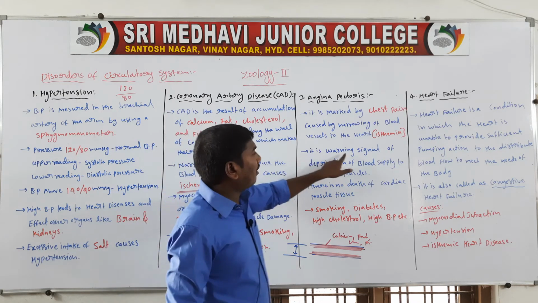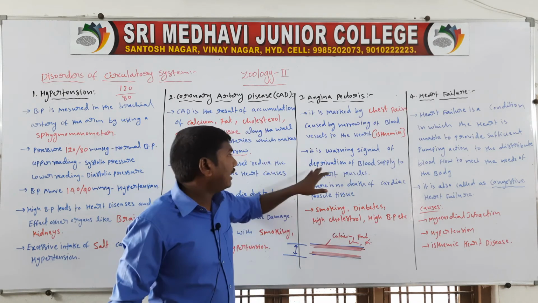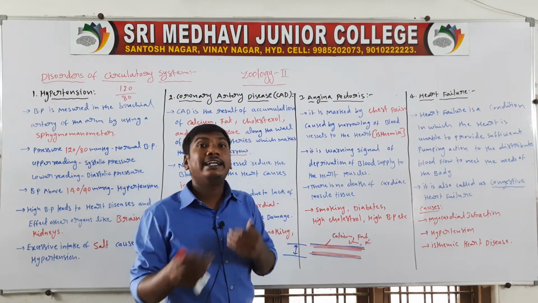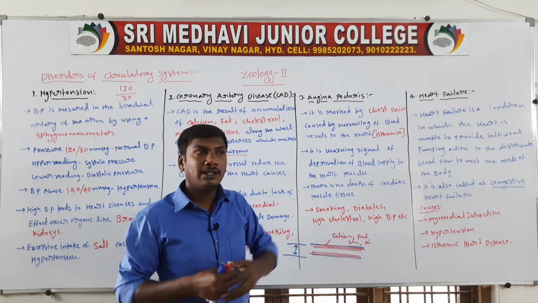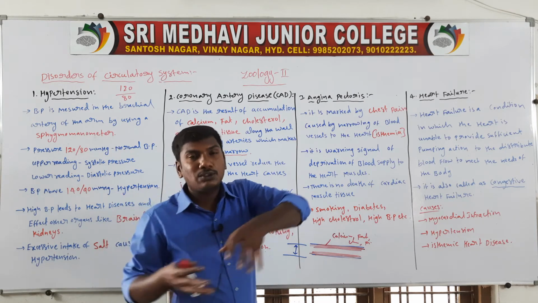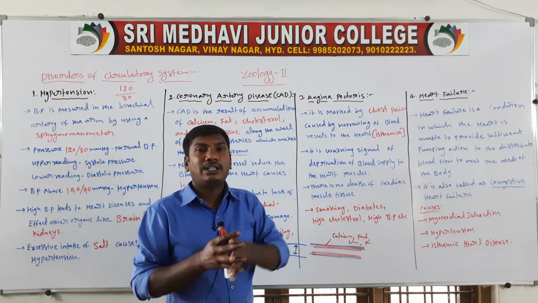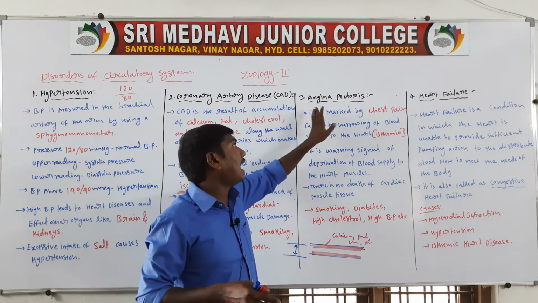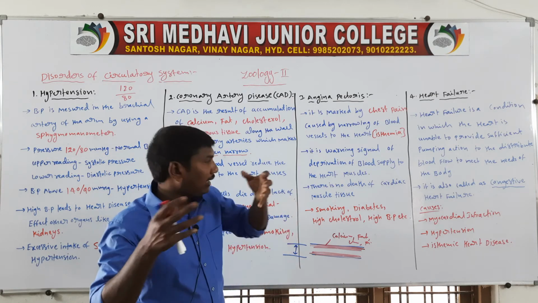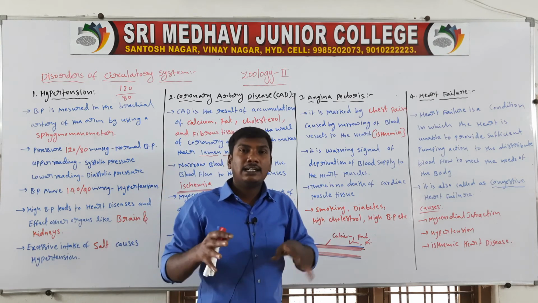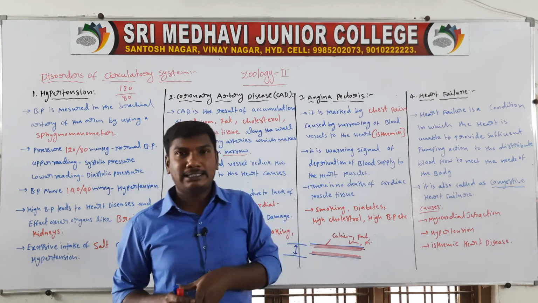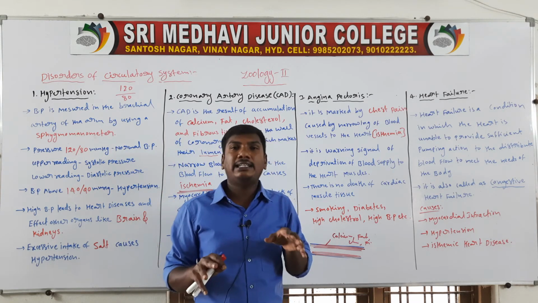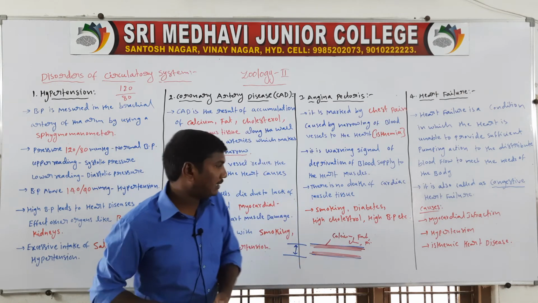Next one, it is a warning signal of deprivation of blood supply to the heart muscles. It is the signal from the heart that there is a lesser amount of blood circulation to the heart walls. So these are the indication of angina pectoris. In this disease there is no death of the cardiac muscle cells.